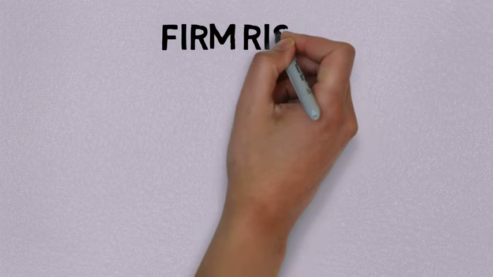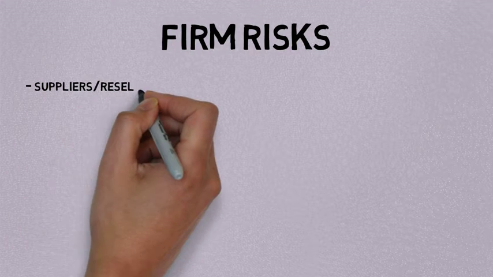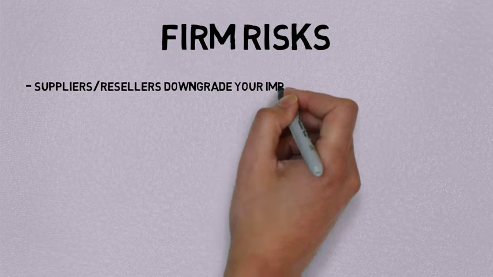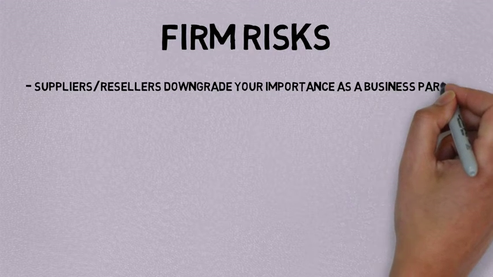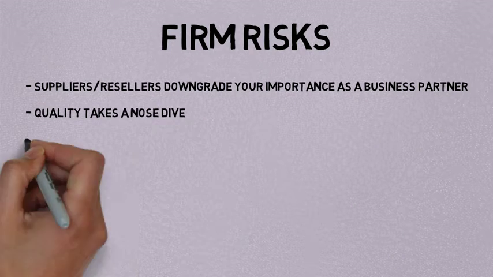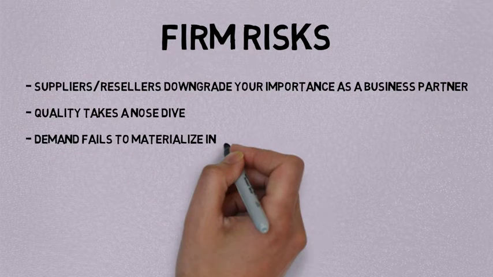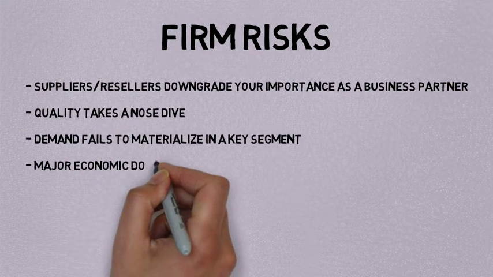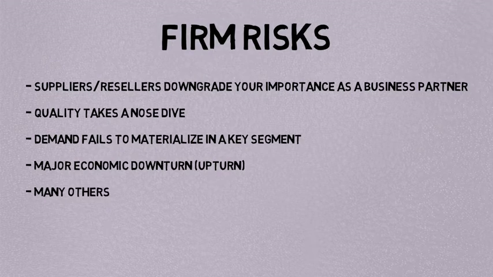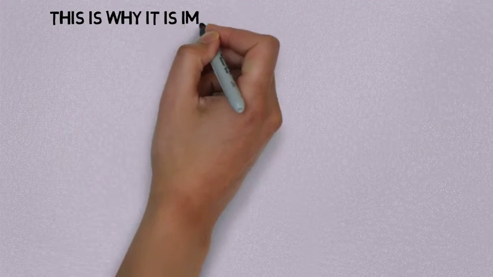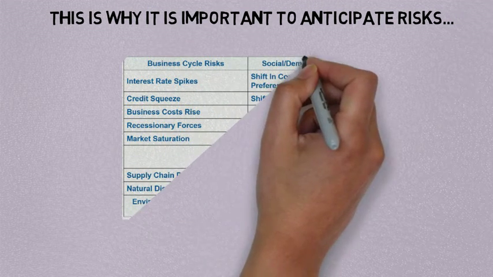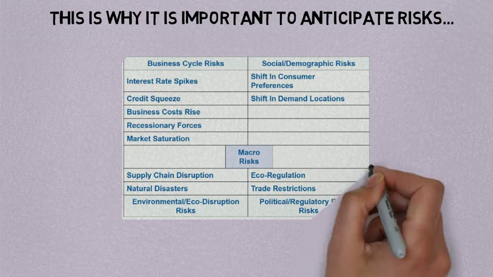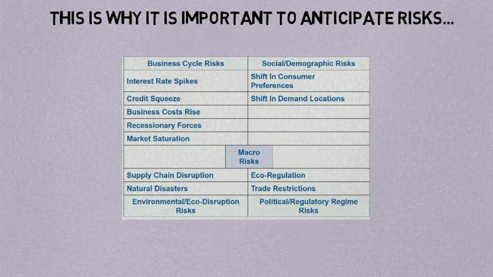Despite long-term relationships, firms will always experience other risks, including suppliers or resellers downgrading your importance as a business partner, quality taking a nosedive, demand failing to materialize in a key segment, major economic downturns or upturns, as well as other risks. This is why it is important to anticipate risks, including business cycle, social and demographic risks, as well as macro risk as depicted in this table here.